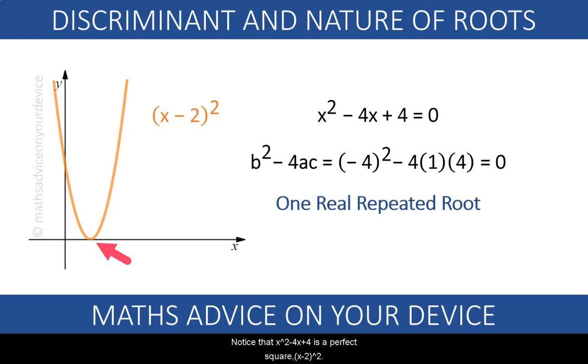Notice that x squared minus 4x plus 4 is a perfect square. That is the reason why the quadratic touches the x-axis. The graph of y equals x minus 2 squared is the same as the graph of y equals x squared shifted 2 units to the right.